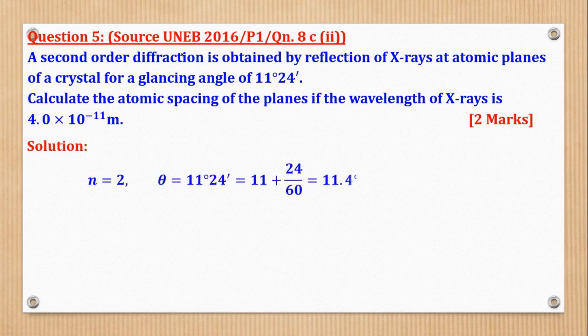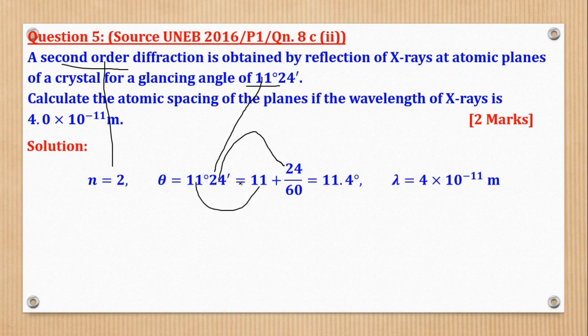Okay, so they told us second order diffraction, so n is equal to 2. The angle is 11 degrees 24 prime. Now this 24 prime means that if you want to convert to degrees, you divide by 60. It is like per minute. So this is 11 degrees plus 24 over 60. Now when I divide by 60, it is now in degrees. So this prime was another way of writing a decimal point in an angle. So when I add the two, I'll come up with 11.4 degrees.